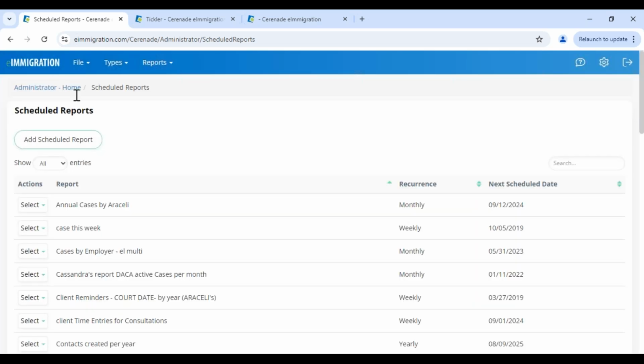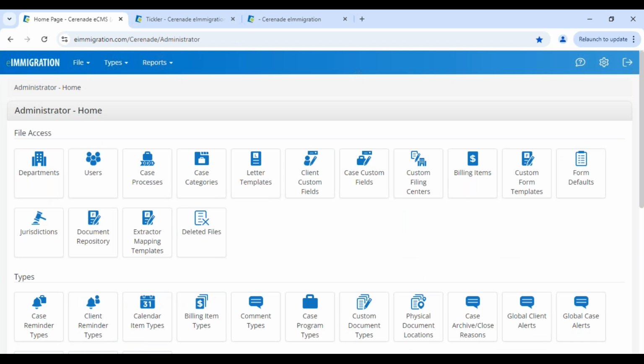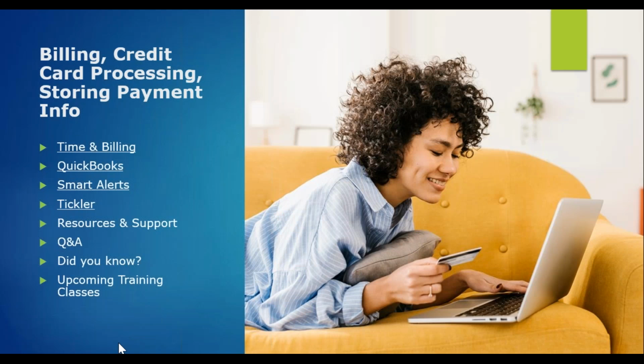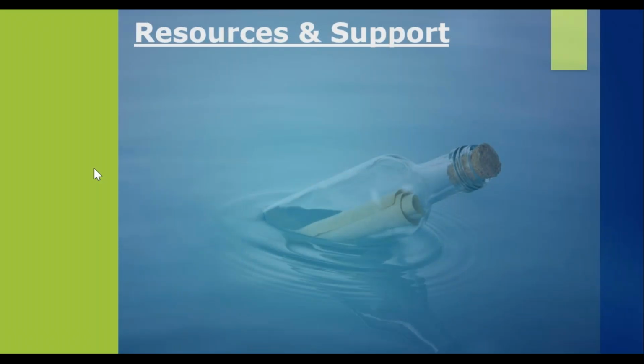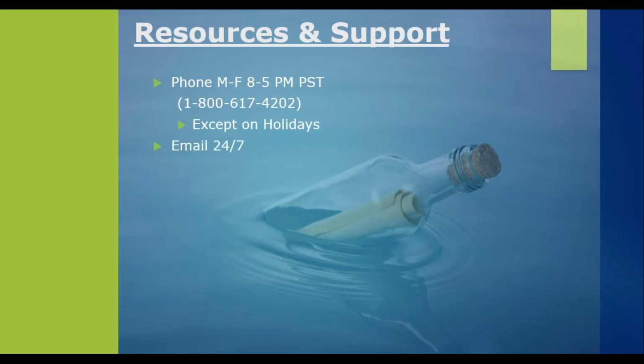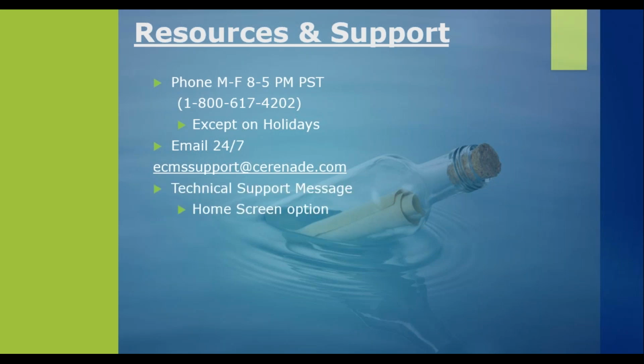That's my suggestion. All right, so we still have time. If you guys have questions, please let me know. I know you will have questions later, so these are the resources and support options that you have. You can and you should give us a call Monday through Friday, 8 to 5 Pacific Standard Time, except on holidays. You could also email us 24/7. That's our email address, ecmssupport@cerenade.com, except on holidays. You may also click on your home screen option where it says technical support, where you can also send your feedback to developers.